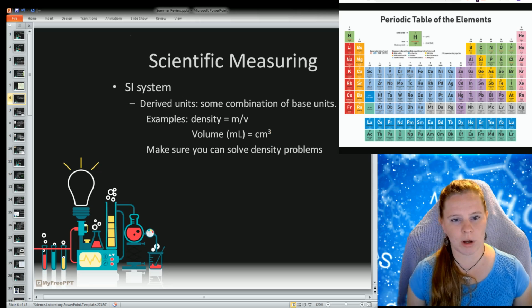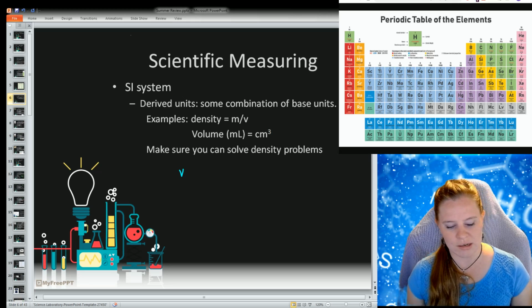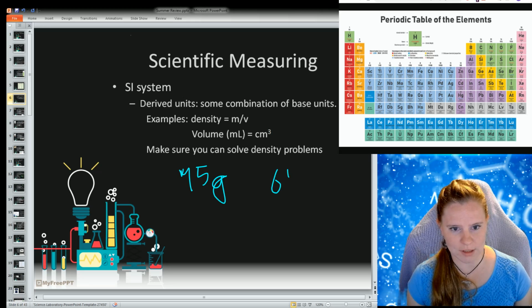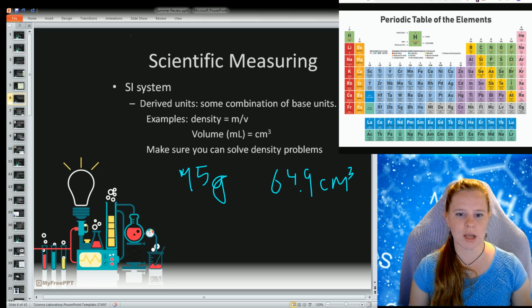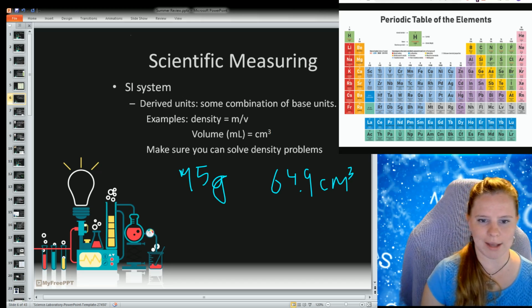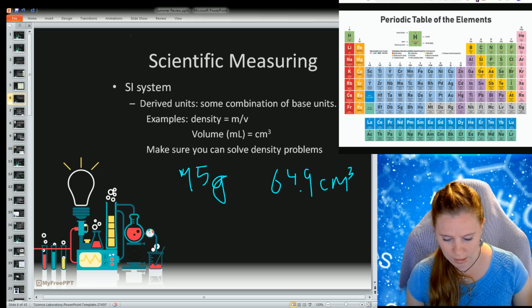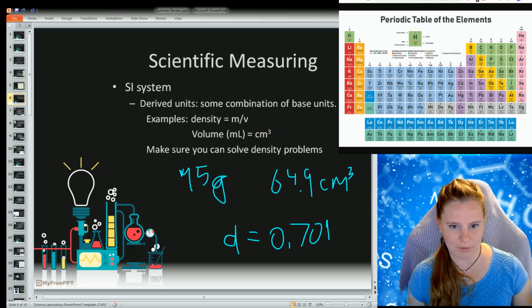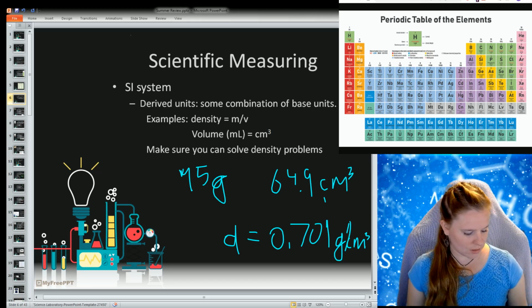A really simple one is if they give you the mass, maybe you have 45 grams, and they give you the volume, and you have a volume of 64.9 cubic centimeters, then it's very simple to get density. Just go ahead and divide. So mass over volume, take 45 divided by 64.9, and you should get density is equal to 0.701. Okay, and then units will be grams per cubic centimeter. So that would be your simplest problem.